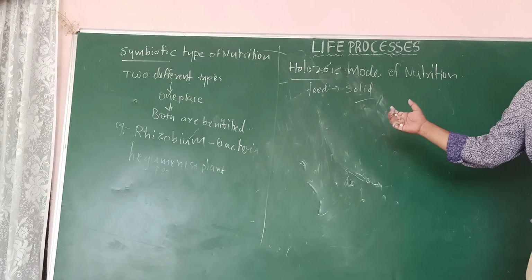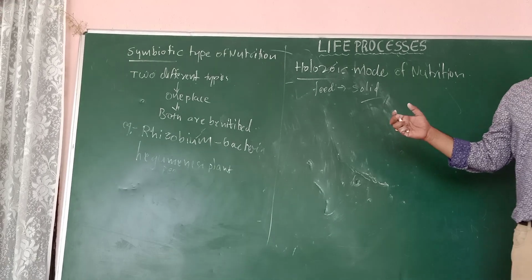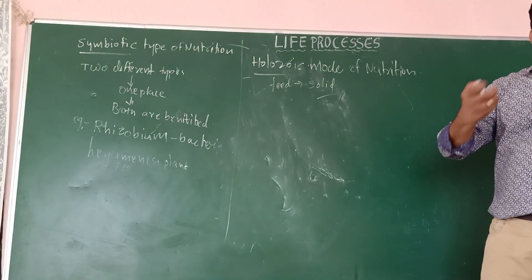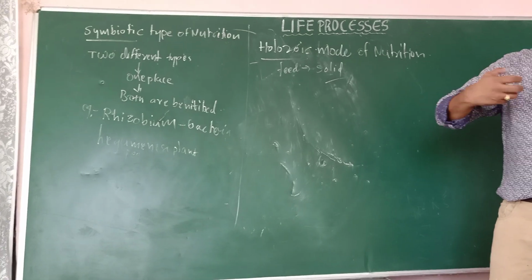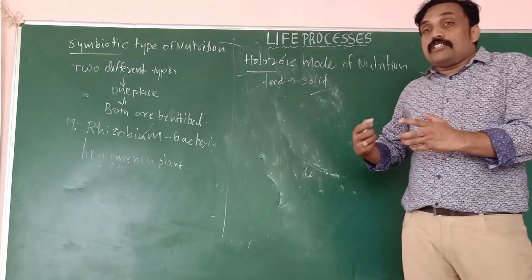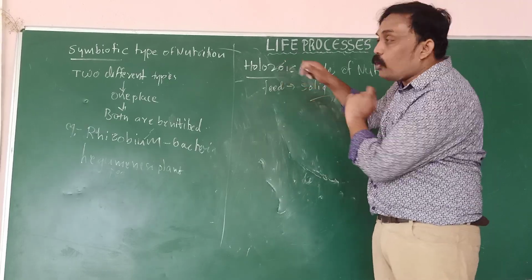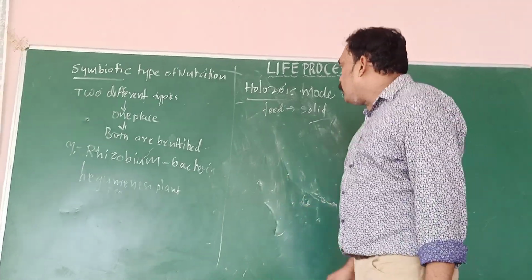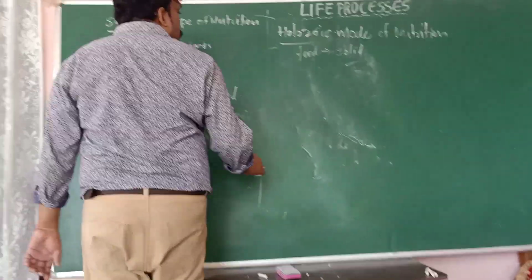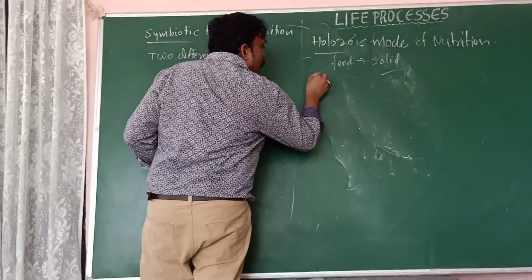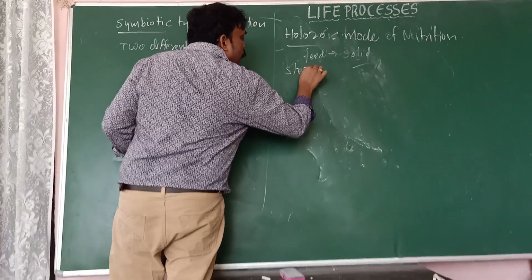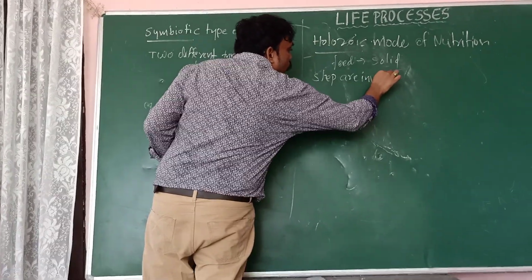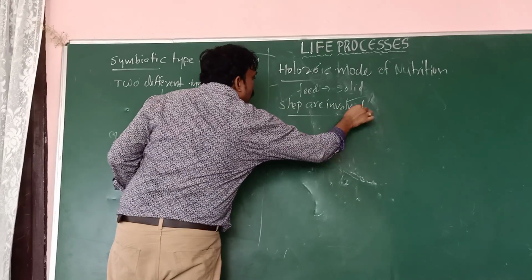For example, human beings. What are we taking? Various types of food, rice, chicken, mutton, various types of solid material. Organisms feeding on solid materials is called holozoic type of nutrition. Here in holozoic nutrition, a few steps are involved.